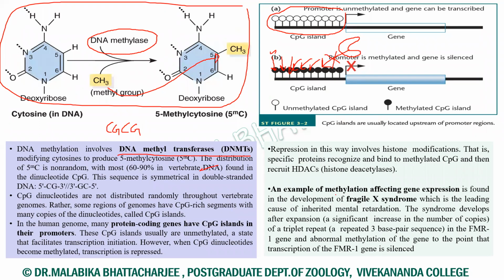A beautiful example of methylation affecting gene expression is found in a disease known as Fragile X syndrome, where the gene is the FMR1 gene, and abnormal methylation of the gene in the promoter element completely silences the gene, and thus the females have an X chromosome which seems that it will break at any point. The X chromosome becomes very fragile in nature. So this is about DNA methylation.